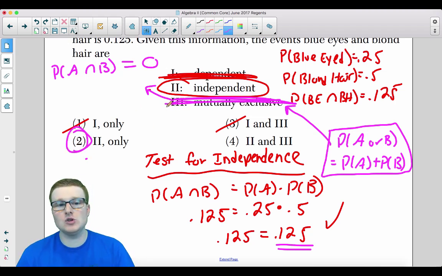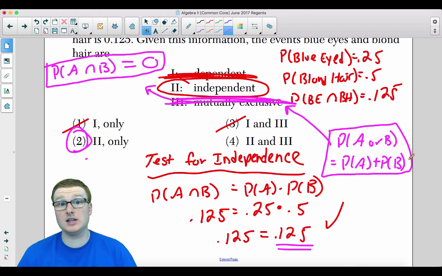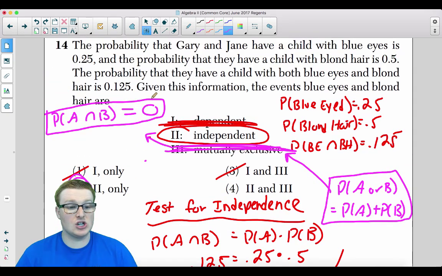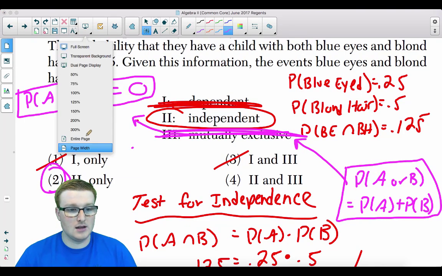Again, to prove mutually exclusive events, you need to show that the probability of A and B equals 0, or show that the probability of A or B is equal to the probability of A plus the probability of B. I cannot talk tonight with probability. Oh my goodness. And that is your answer, ladies and gentlemen. Choice 2 is the correct answer for that question.